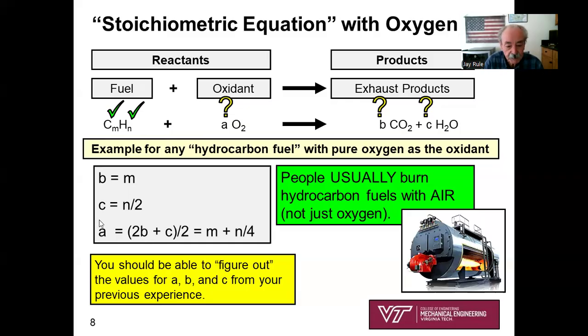How about C? What's the value of C going to be? Well, by looking at the hydrogens in our equation, you can see that C is going to have to equal N over 2. I just write that down in my Excel sheet. And then finally, we just use algebra to solve for A, and A is going to be equal to M plus N over 4. I just used algebra once I had my B and C determined to solve for A.